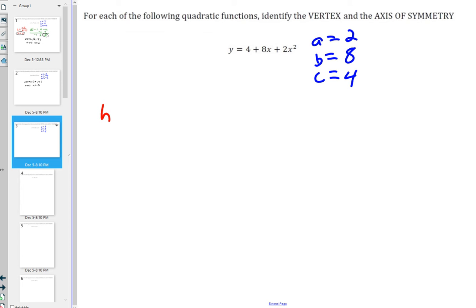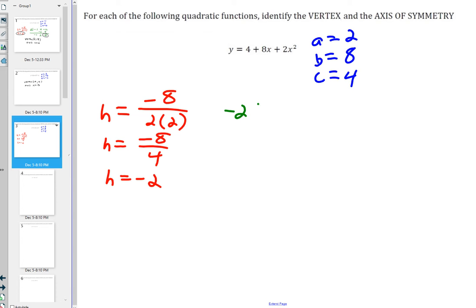Alright, so now let's find h. Negative 8 over 2 times 2, which is negative 8 over 4, which is negative 2. And now whether you plug in synthetically or traditionally, negative 2, 2, 8, 4, 2, negative 4, 4.